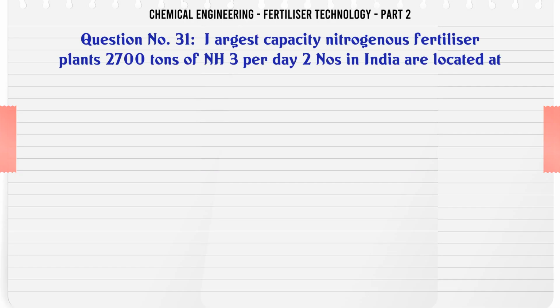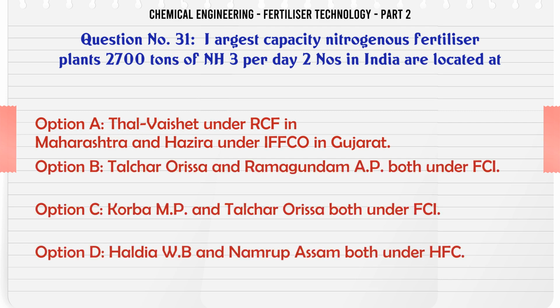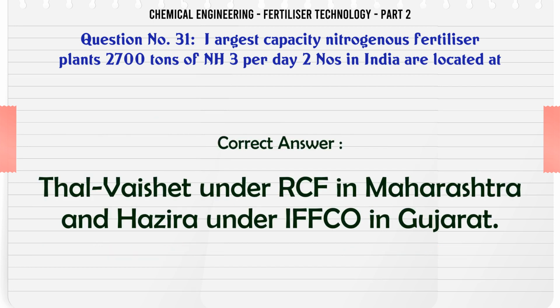Largest capacity nitrogenous fertilizer plants, 2,700 tons of NH3 per day, two in number in India, are located at A. Trombay under RCF in Maharashtra and Hazira under IFFCO in Gujarat. B. Talcher Orissa and Ramagundam AP both under FCI. C. Korba MP and Talcher Orissa both under FCI. D. Haldia WB and Namrup Assam both under HFC. The correct answer is Trombay under RCF in Maharashtra and Hazira under IFFCO in Gujarat.